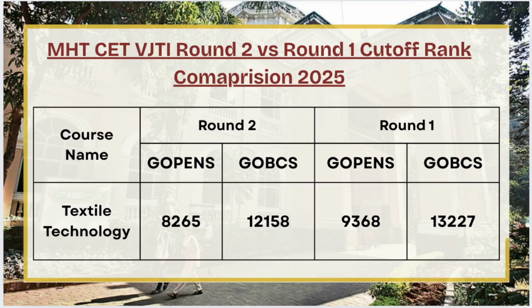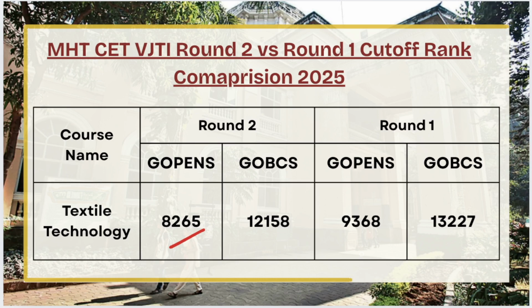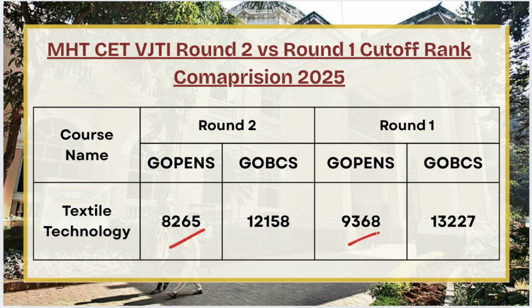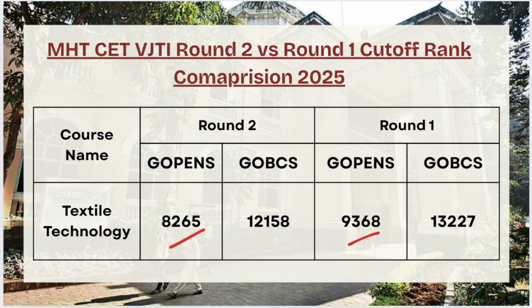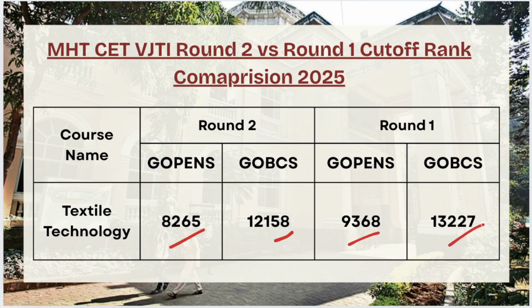Next, moving ahead, we have textile engineering. As you can see on screen, for G-Open category the cutoff rank is 8265 for Round 2, whereas in Round 1 the cutoff rank was 9368. So again there is a cutoff drop in textile engineering between Round 1 and Round 2 counseling. For GOBC the cutoff rank was 12,158 for Round 2 counseling, whereas in Round 1 the cutoff rank was 13,227.